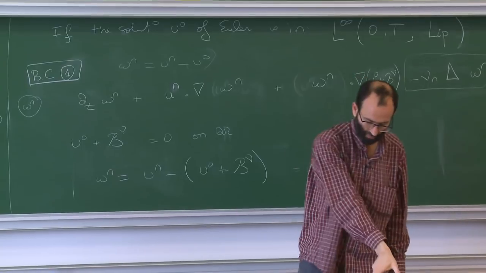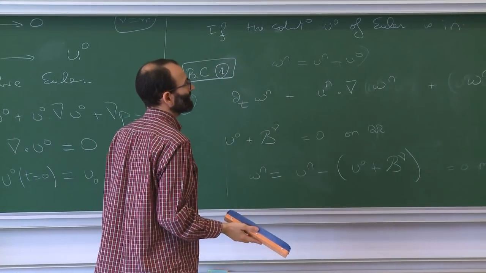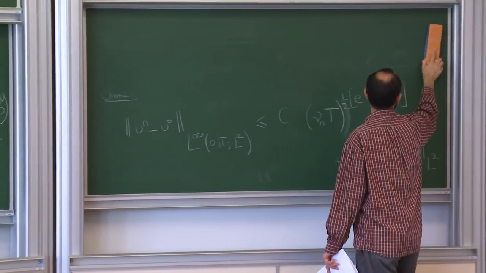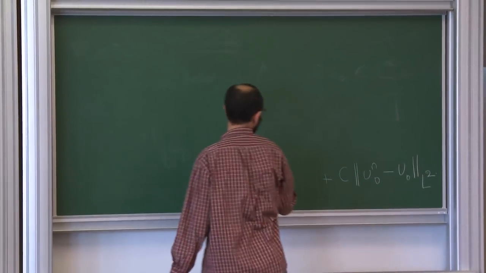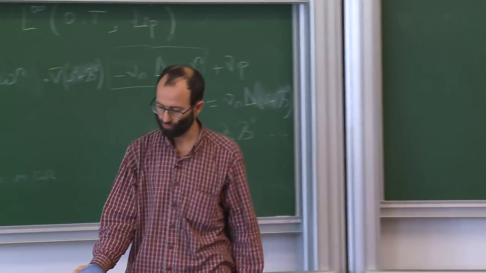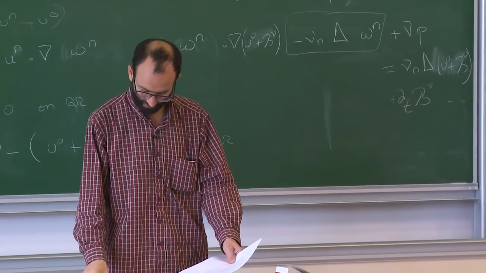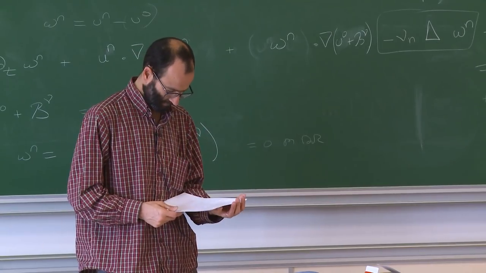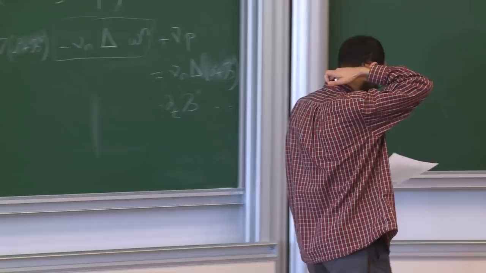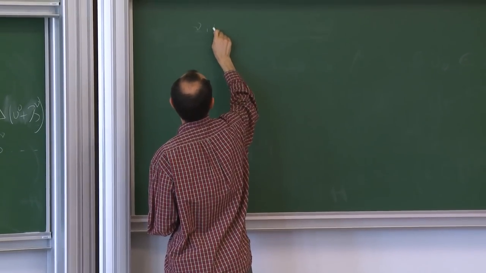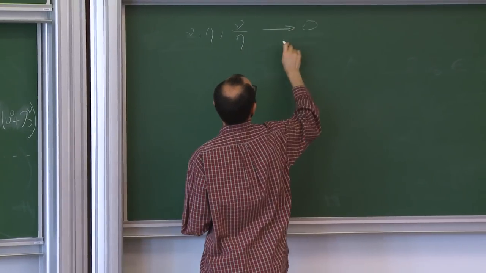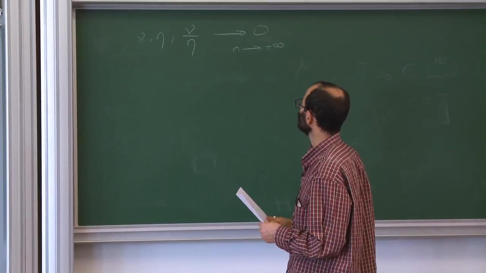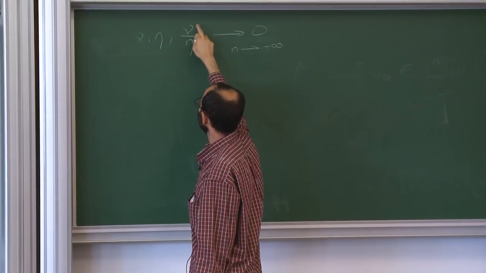So then the statement I prove, I have to assume that nu over eta goes to zero when n goes to infinity. So I'm not necessarily putting n. So nu means nu n, eta means eta n. So I'm assuming that the viscosity goes to zero, but also this ratio goes to zero.